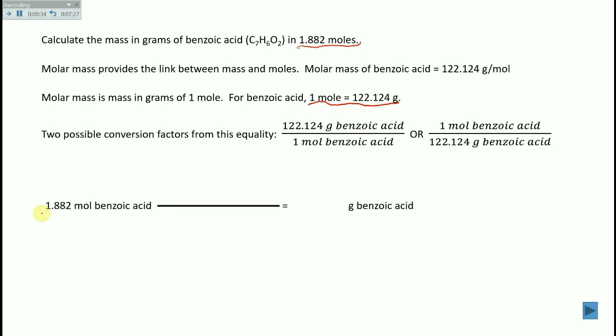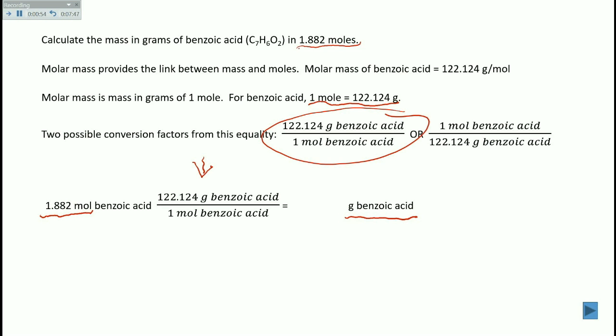I'll always, as I do in every conversion factor problem, start with my input, write down the desired output, and then multiply by some kind of conversion factor that will get me there. Now in this case, I want to cancel moles and keep grams. So the appropriate conversion factor is that one. Let's plug that in. Grams on top, moles on the bottom.